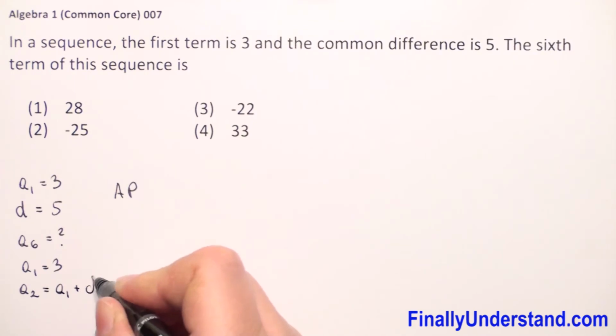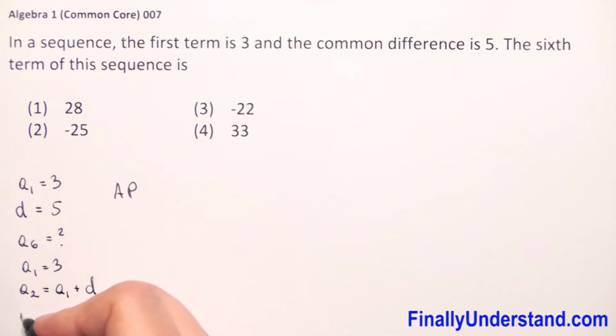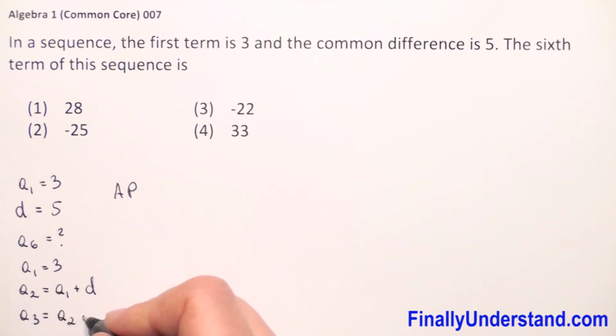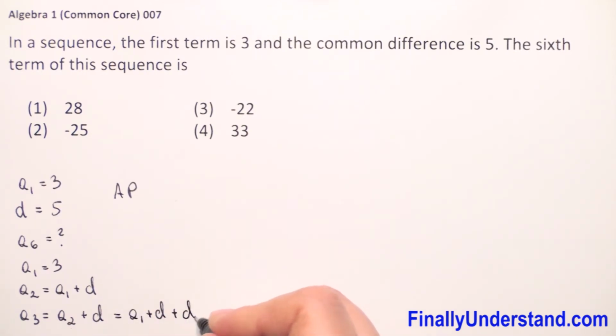A1 plus common difference. A3 will be A2 plus common difference. The term which is before, A2 plus common difference. So this is equal A2. We have that this is A1 plus D, and we have plus D. So this is equal A1 plus 2D.